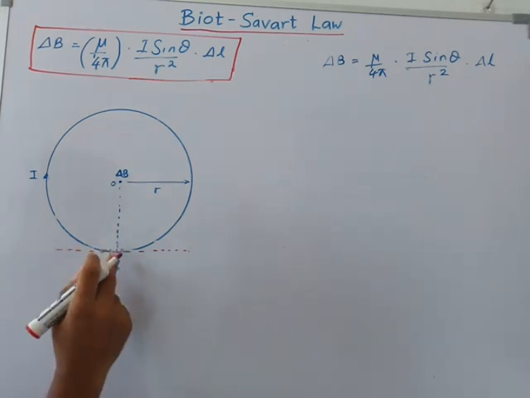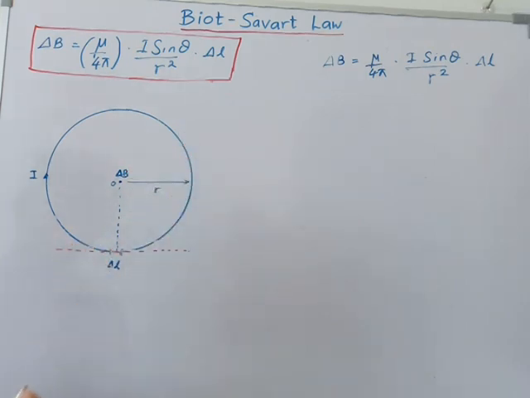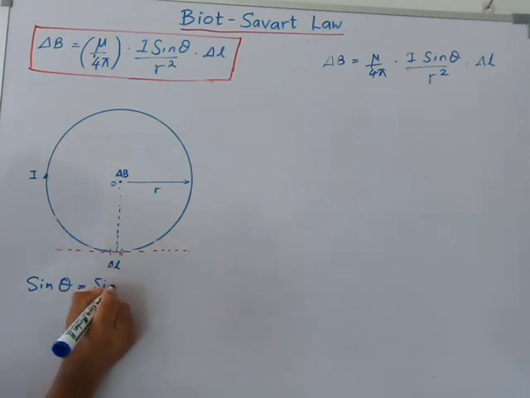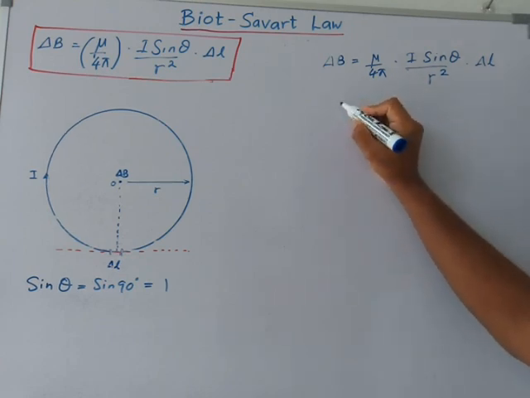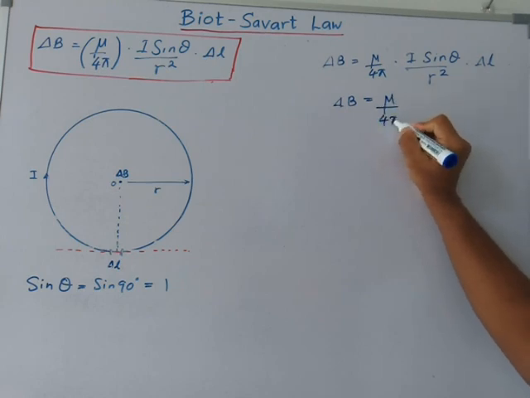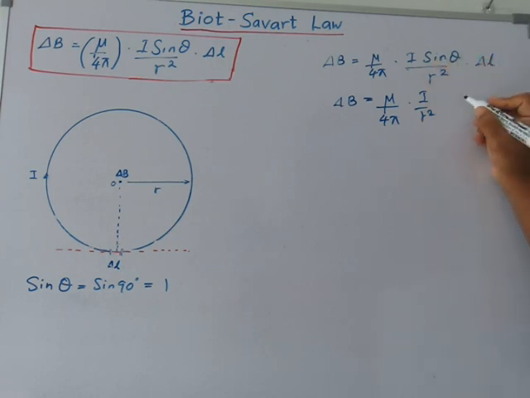We know whenever you draw a tangent to the circumference of a circle, the angle is always going to be 90 degrees. So this angle is 90, therefore sin theta is equal to sin 90, and the value of sin 90 is equal to 1. So we write the magnetic flux density at the point O due to that length element as delta B equal to mu over 4 pi times I over R squared times sin theta, which equals 1, times delta L.